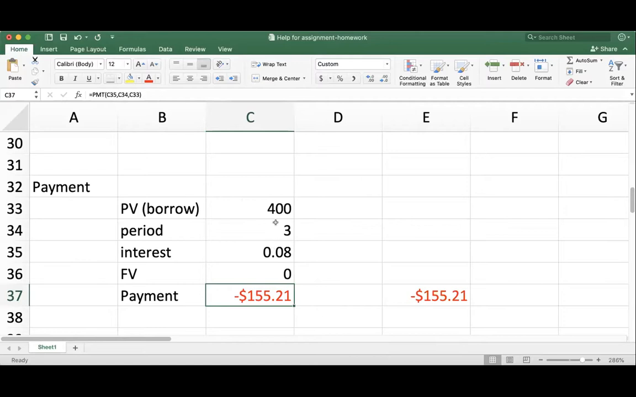C34 is the number of periods, and C33 is the initial borrowed amount, and I have no future value, it's 0. So it will actually give me information on if I need to make payments, I'm going to have to pay $155.21 3 different times at an interest rate of 8% to pay back the principal and the interest.